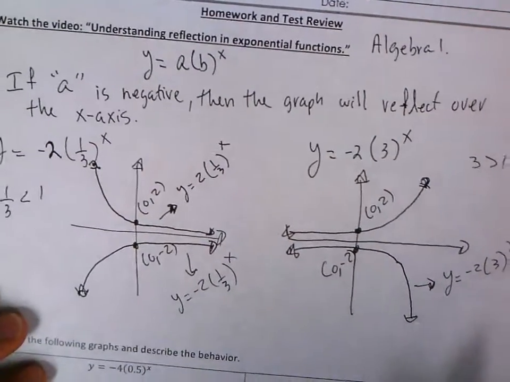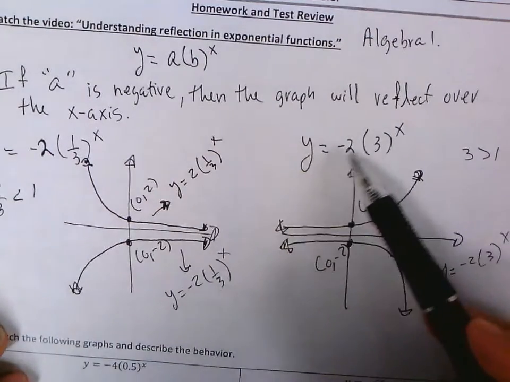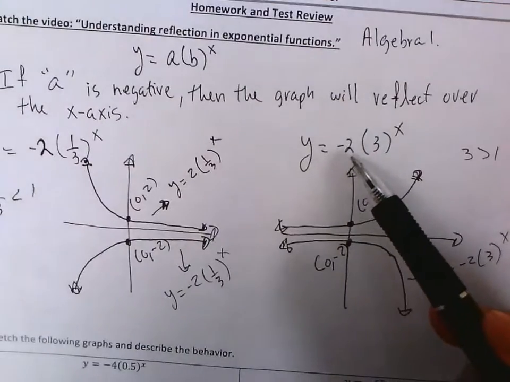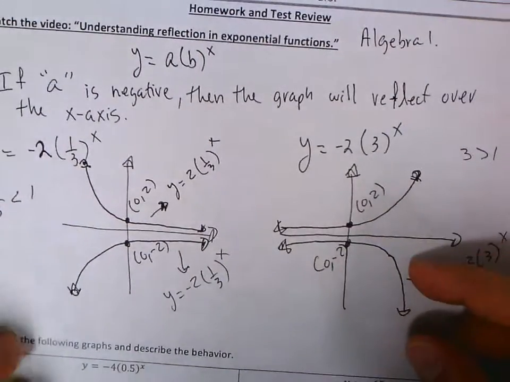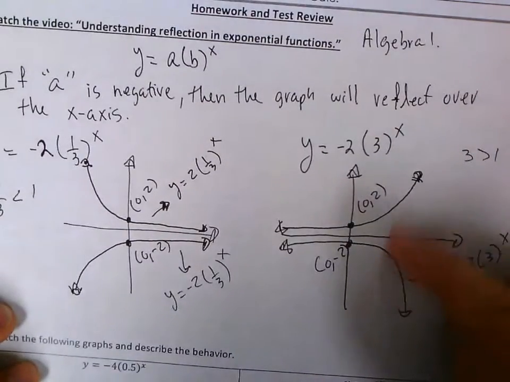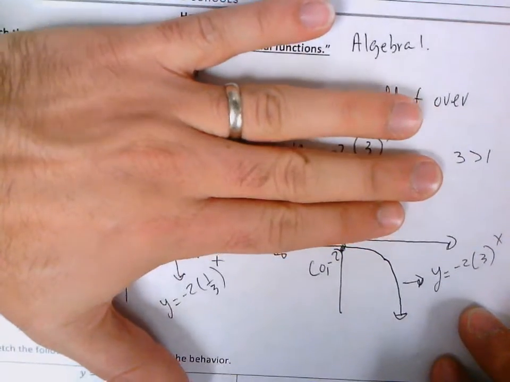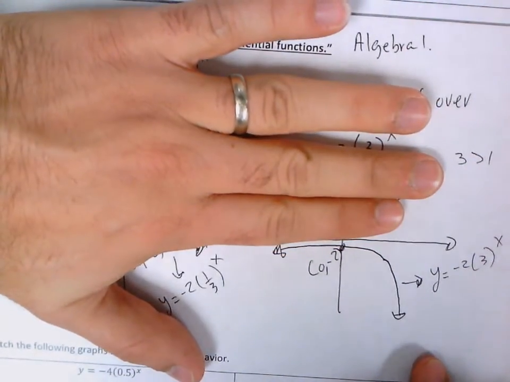One thing that I will tell you is that if they ask you to graph or sketch something like y equals -2 times 3 to the power of x, we're not looking for both answers. Your teachers are not looking for two graphs. They're only looking for one graph. They're looking for the final answer, which will be this. This will be your final answer, okay?